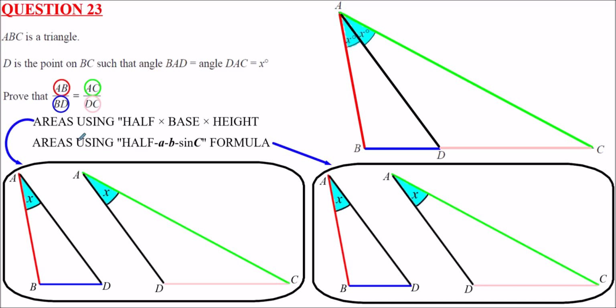So on the left, I'm going to work out the areas using the half times base times height formula. On the right hand side, I'm going to work out the areas using the half AB sine C formula, which you should have used and been familiar with by now. So on the left, half times base times height.